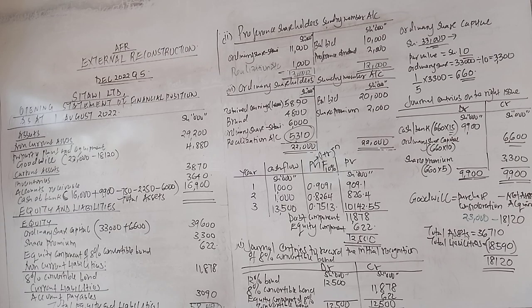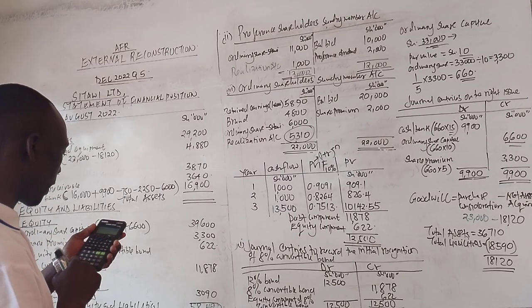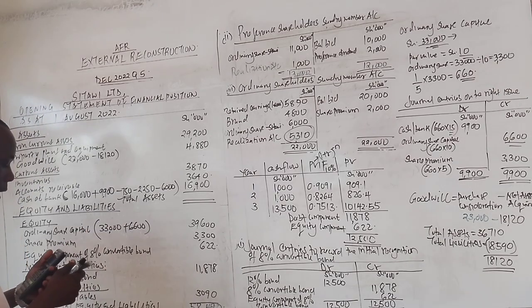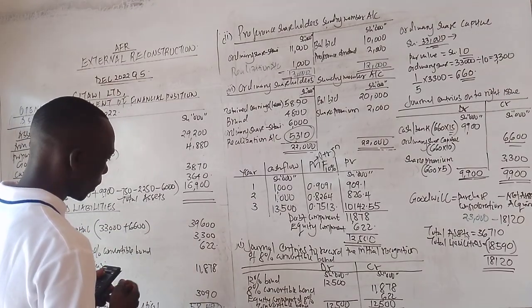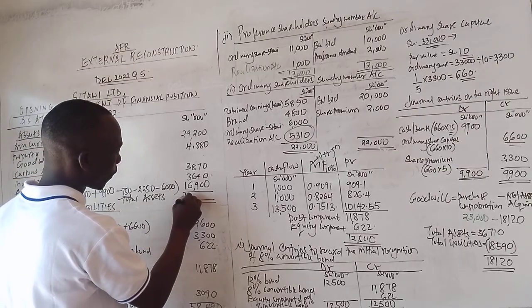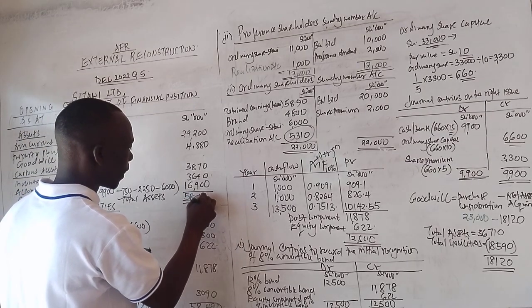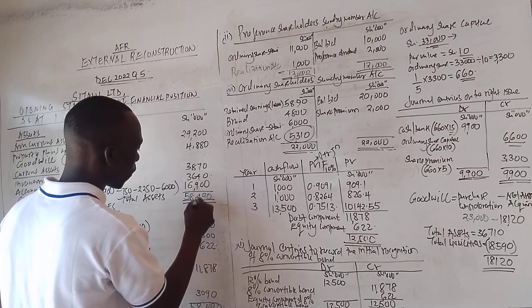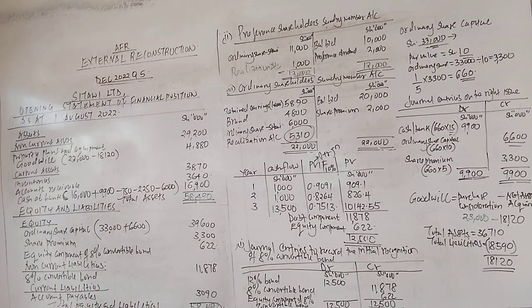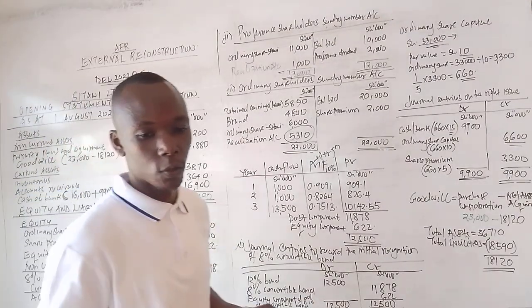So let us compute our total assets again. We are going to have 29,200 plus 4,880 plus 3,870, then plus 3,640, and also plus 16,900, which will give us the same amount. We are getting the same amount of 58,490. And that's all about the external reconstruction.